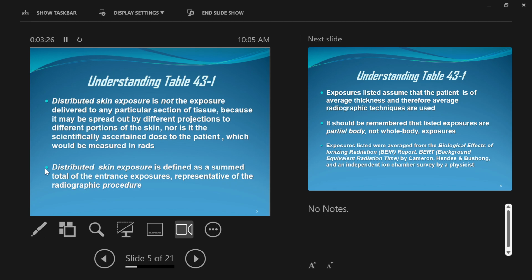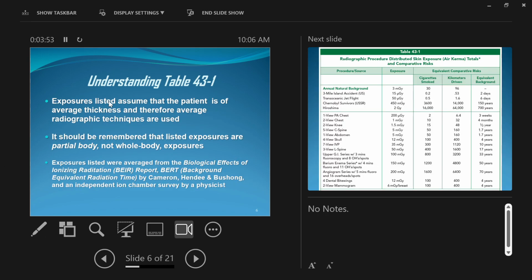right? The X-ray beam has to be able to pass through a patient in order to get to an image receptor behind the patient to make an image, right? So it can't all absorb in the body, but more or less, the entire X-ray beam is absorbed by the patient. Okay, it's roughly 96% of what they're exposed to they actually absorb, but more or less we say there's a one-to-one relationship between exposure and amount that's absorbed. The exposures listed on the next table are going to assume the patient is of average thickness, and therefore average radiographic technique is used.